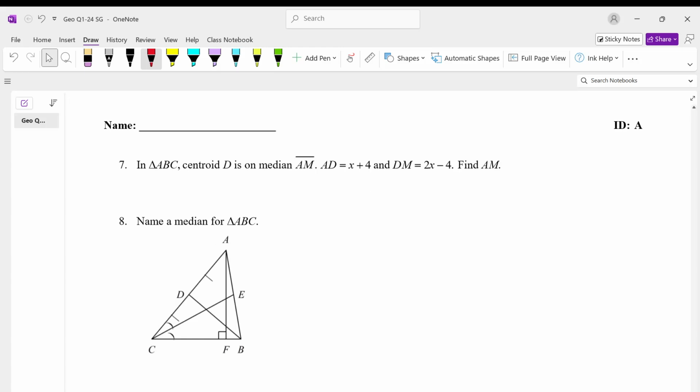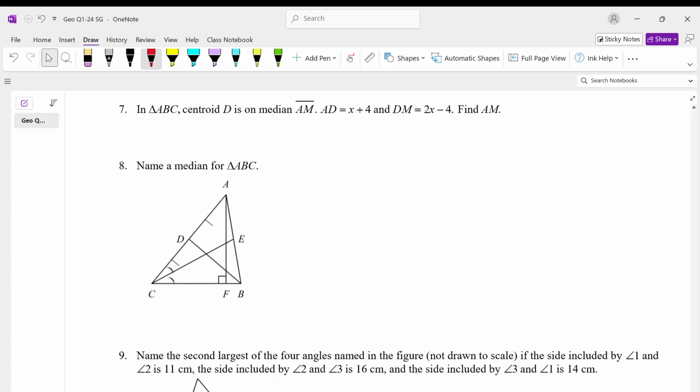Problem number 7. In triangle ABC, centroid D is on median AM. So we've got triangle ABC, and here's point D. A to D is x plus 4, and D to M, this piece, is 2x minus 4.